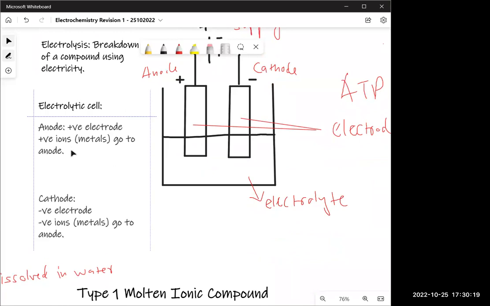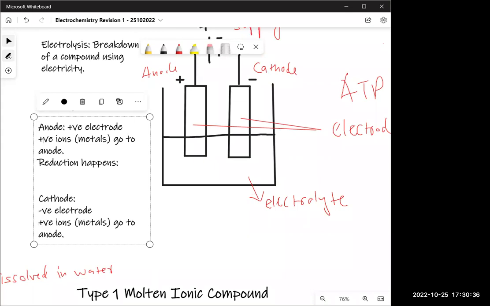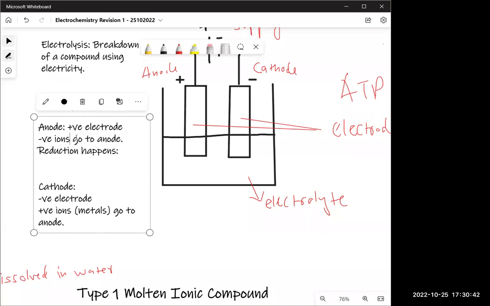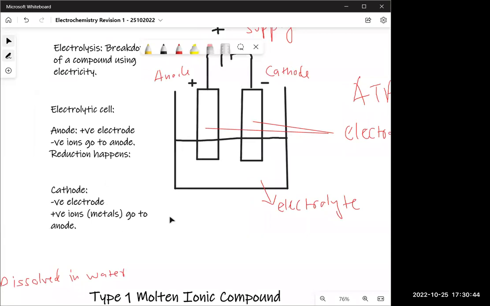Diana, read from the beginning for anode and cathode, quick. Anode, positive electrode, positive ions, metals go to anode. Cathode, negative electrode, negative ions, metals go to anode. Just a second, there's a mistake. This is positive and this is negative. Yep. All right, that's how it is.